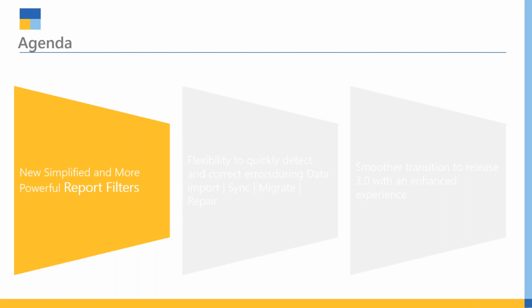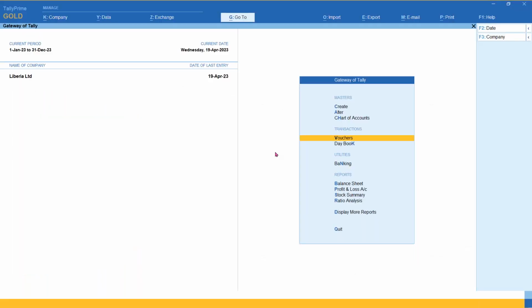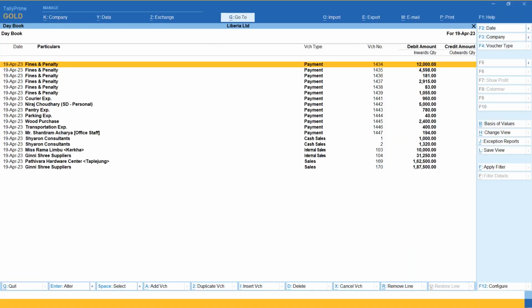and if a new user came in, he found it difficult to search. So now in 3.0 it has been simplified and it is more powerful than what we had in 2.1. Even in ERP 9 we had the same report filters as in 2.1, so in 3.0 we have enhanced it. I'll just show you how it works. So this is my daybook.